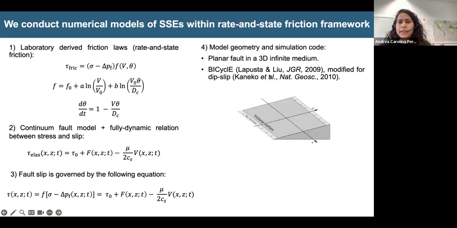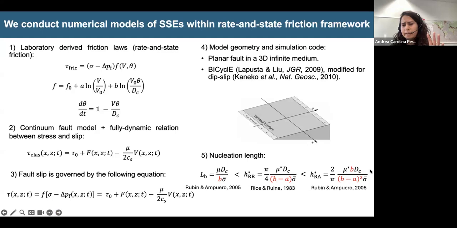So the model geometry and the simulation. We consider a planar fault in a 3D infinite medium, and we use the simulation code BICycle modified for deep slip. So we're assuming a thrust fault. And these types of models are governed by different nucleation sizes, which have different dependencies with respect to the b over a, b and a parameters.